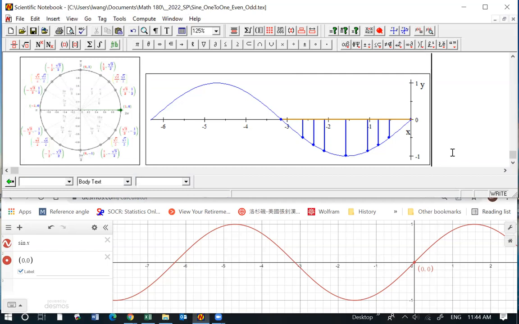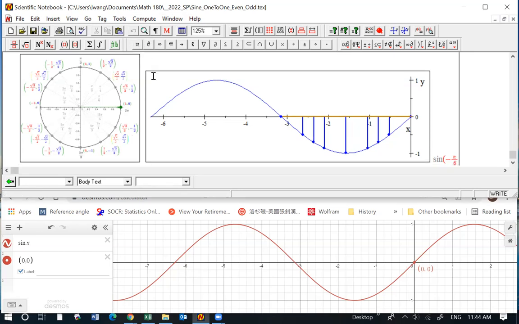So I'm going to write it down. Sine, you also need to know how to write it mathematically. Sine of negative pi over 6 is equal to negative half. That's how we write it down. Input, output, same way as our other functions. Negative pi over 6 is the input and negative half is the output.